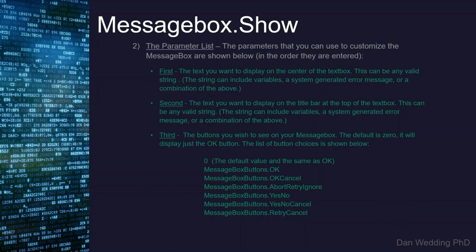First, the text you want to display in the center of the text box. This can be any valid string. Second, the text you want to display on the title bar at the top of the text box. This can be any valid string. Third, the buttons you wish to see on your message box. The default is 0, and it will display just the OK button. The list of button choices is shown below.